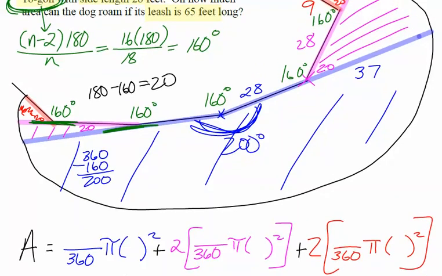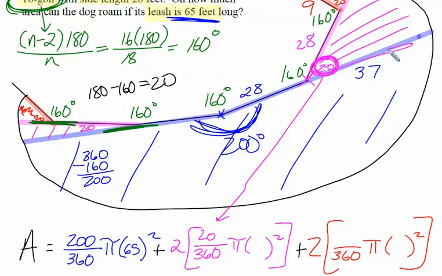Now as we look at this picture, the angle in blue is 200 and the radius for blue is the entire radius of the leash, which was 65 feet. In magenta, our angle is 20 degrees and the radius is this portion right here. It's that 37 that was left over after walking along the first side. And in red, our angle is the 20, and our radius is this extra piece right here, which we saw earlier was 9.